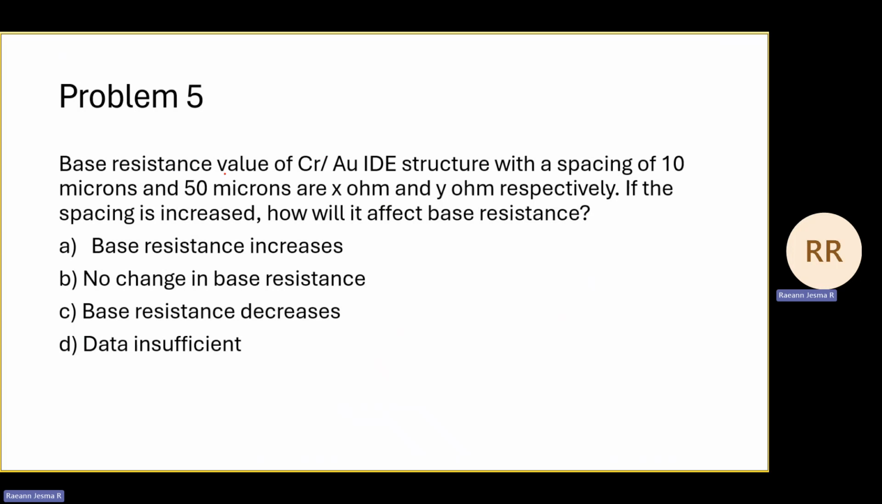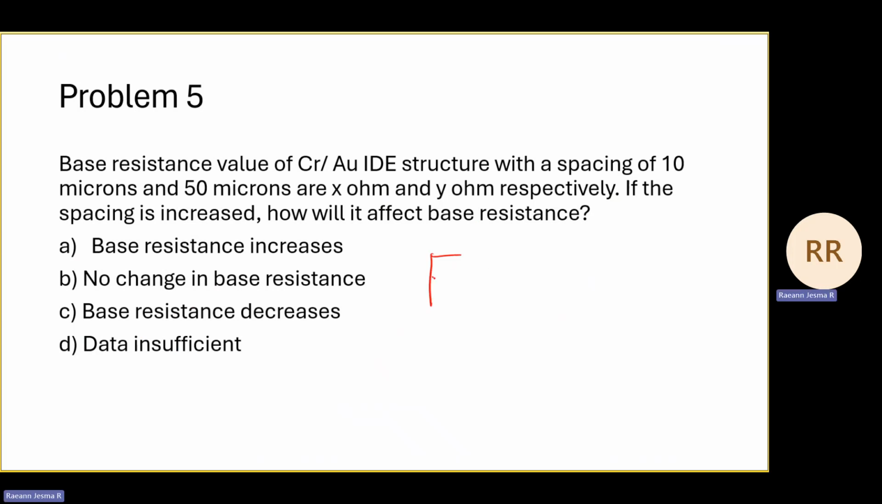Problem 5. Base resistance value of chrome gold IDE structure with a spacing of 10 microns and 50 microns are X ohm and Y ohm respectively. If the spacing is increased, how will it affect the base resistance? Option A, base resistance increases. Option B, no change in base resistance. Option C, base resistance decreases. Option D, data insufficient.